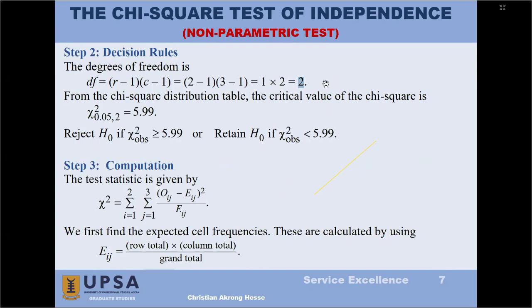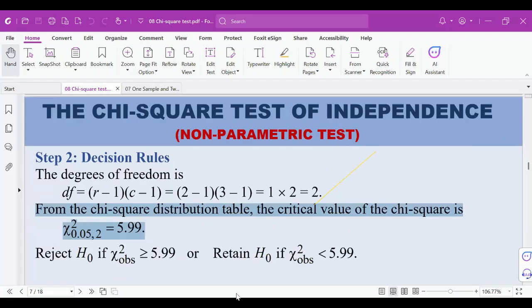So you go into your book and open the chi-square table. There's a table for chi-square. I think it is table A5 or A4? A5, page 338. Correct. That's the chi-square distribution table.